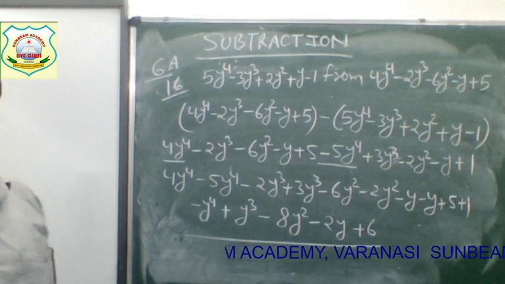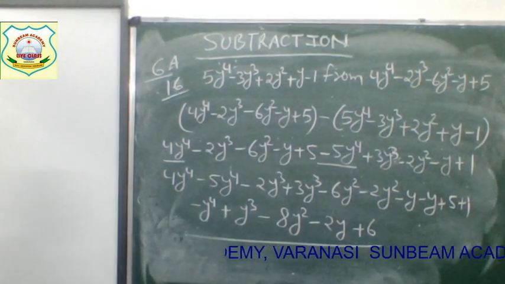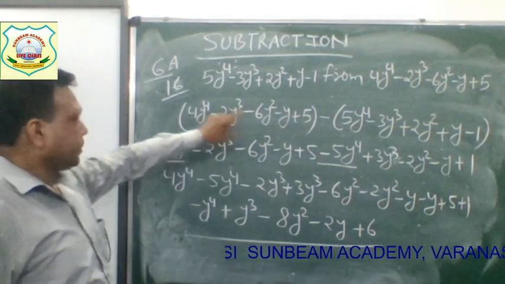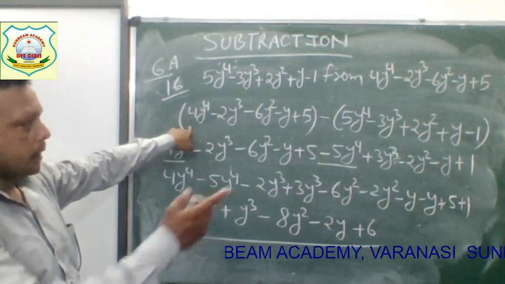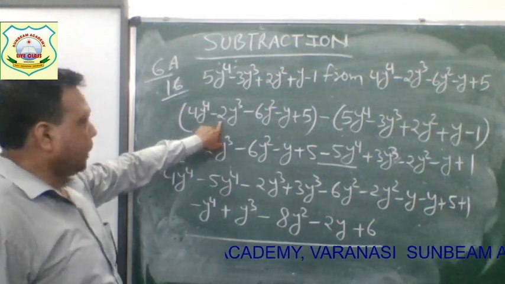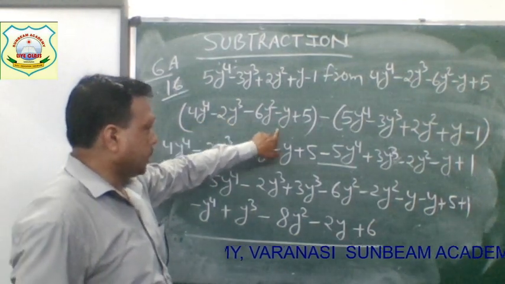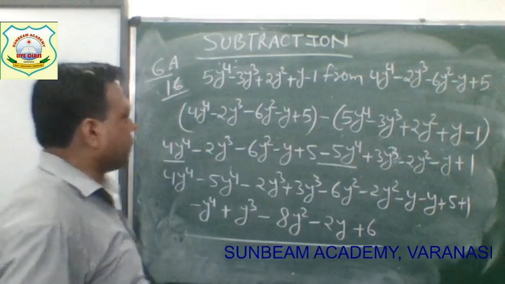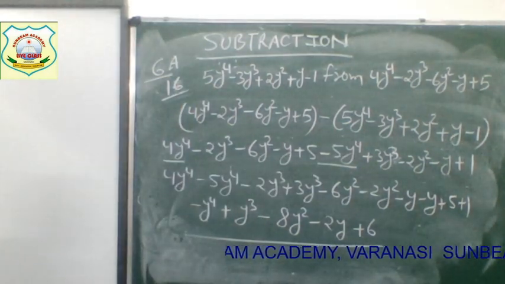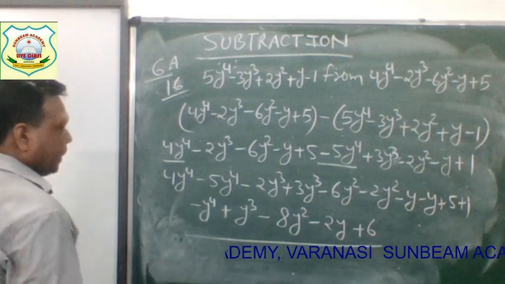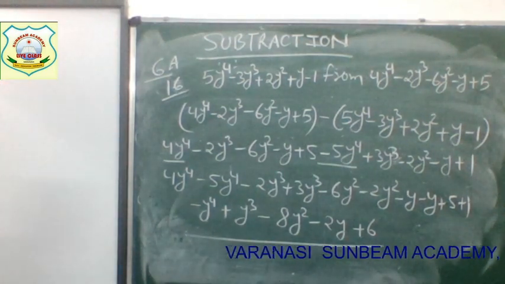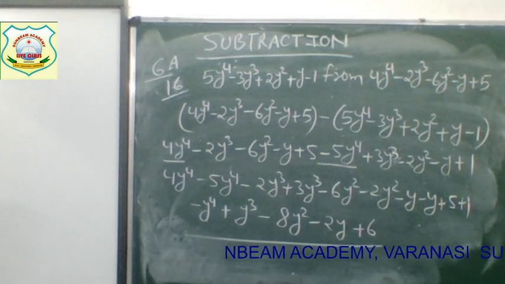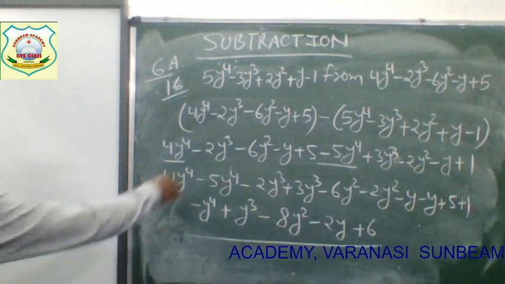Again I am telling you students, this is a little bit lengthy compared to the others. We have written this question: 4y power 4, from the value we will write first 4y power 4 minus 2y cube minus 6y square minus y plus 5 minus 5y power 4 minus 3y cube plus 2y square plus y minus 1. Now we will open the bracket: plus 4y power 4 minus 2y cube minus 6y square minus y plus 5. We will write it as it is, whatever is given.